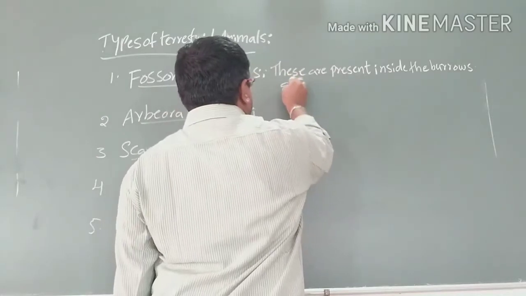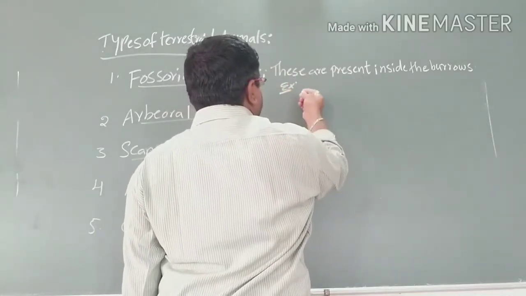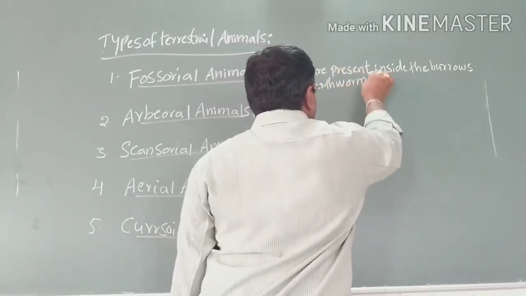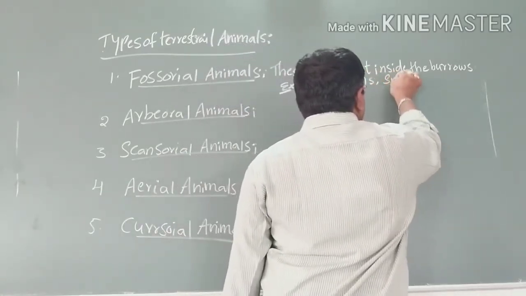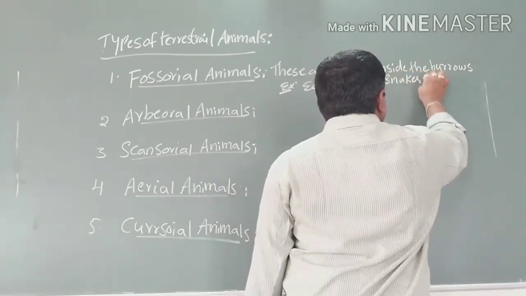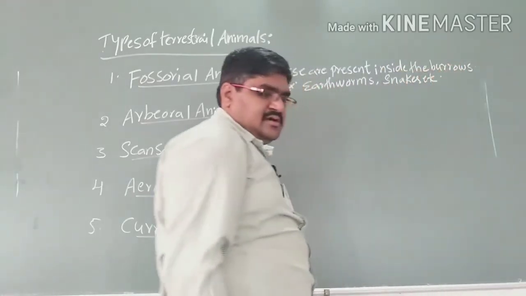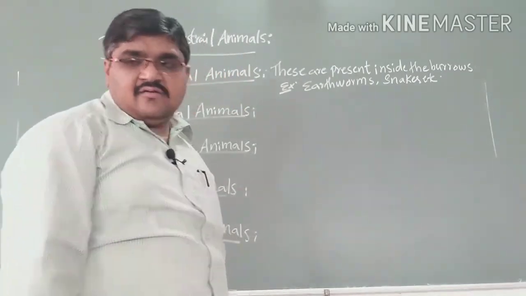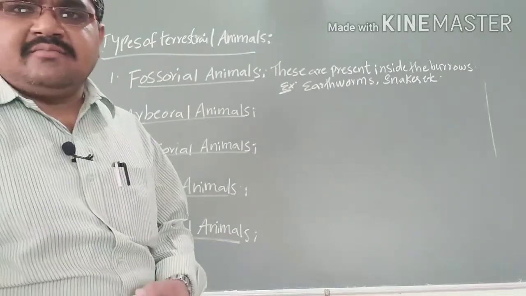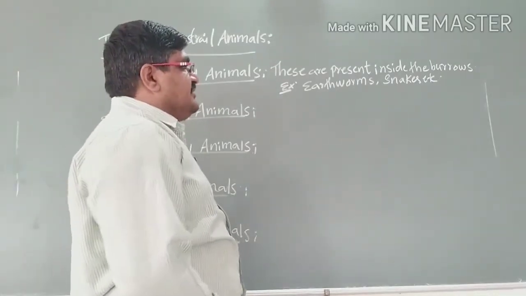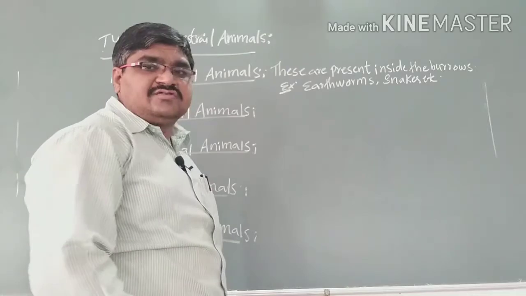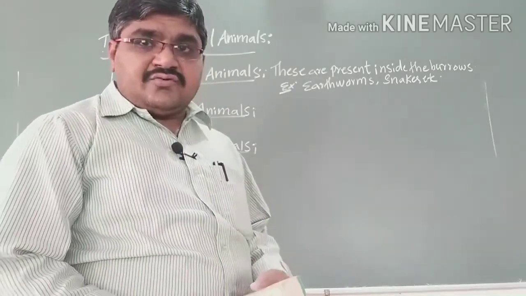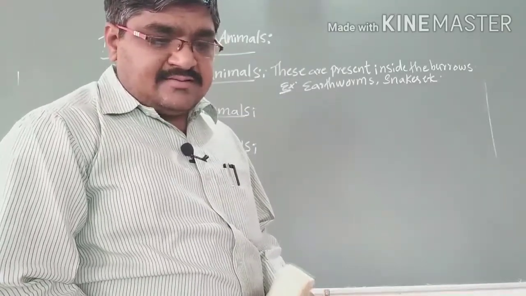For example, we can take earthworms and snakes. So we can call these animals fossorial animals. Those that are present inside the burrows are called fossorial animals.